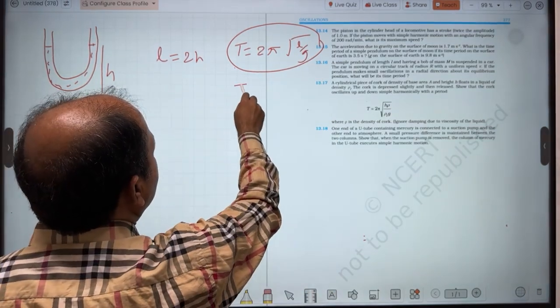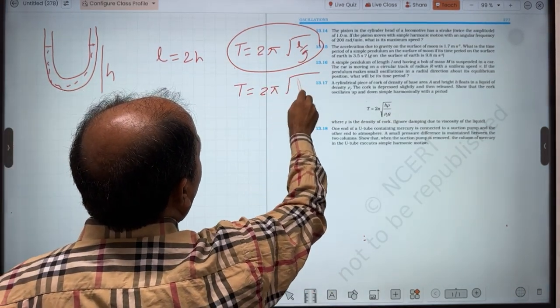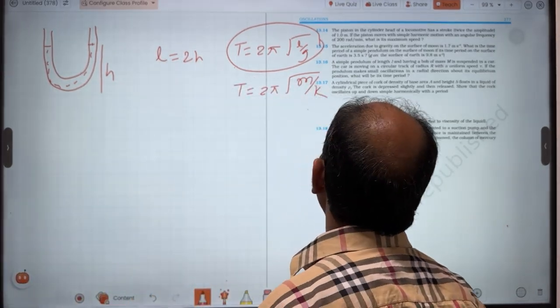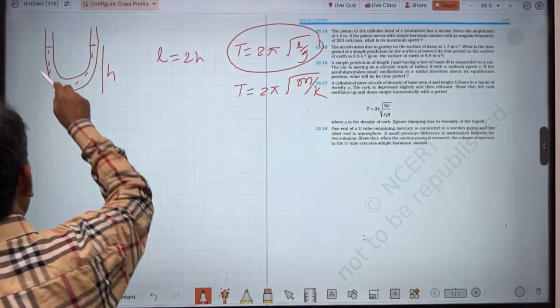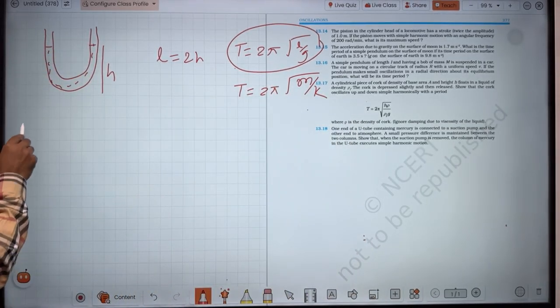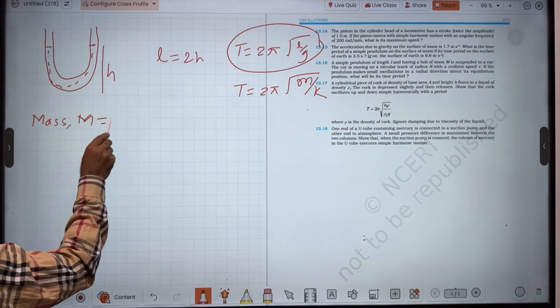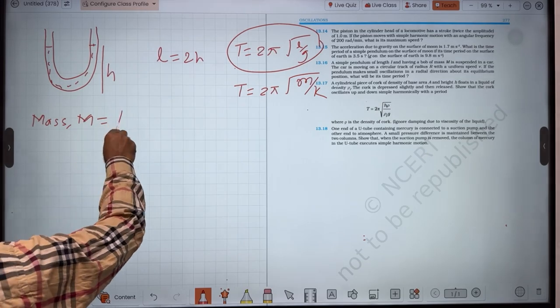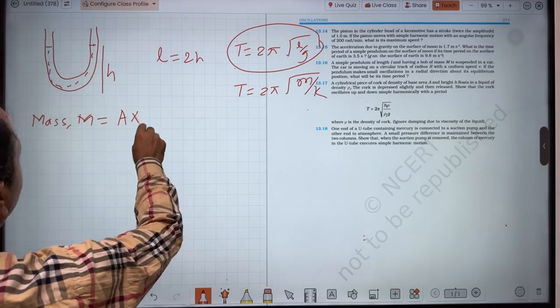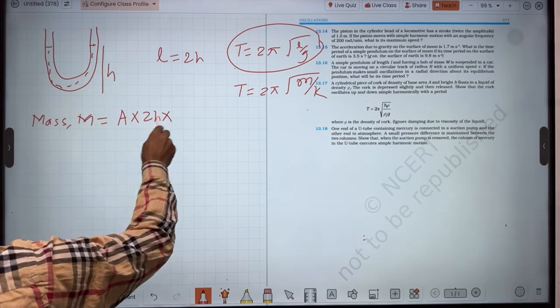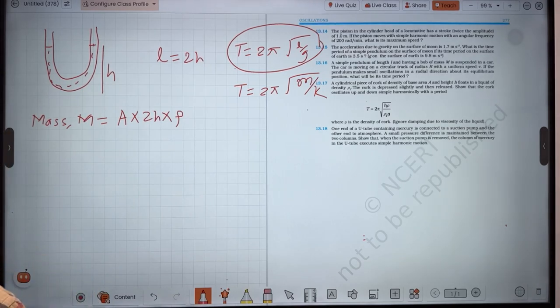But here in our question we need T equals 2 pi root m upon k. So all we need is the value of m and the value of k. M means the mass of this liquid. The mass of liquid, say m, can be easily found by taking area into height. The height is 2h, into its density. Correct? So A into 2h into rho will be the mass of the liquid.